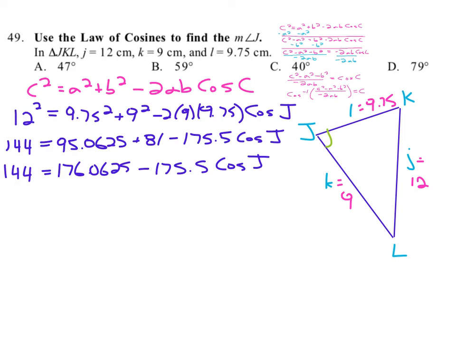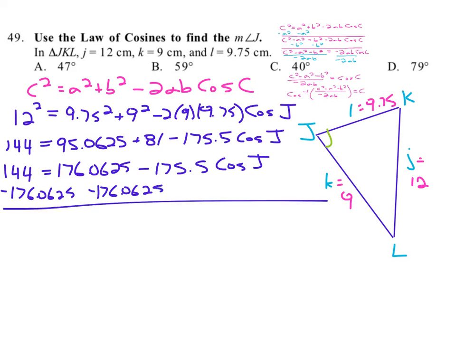And what are we allowed to subtract? We can subtract this 176.0625. We'll subtract it from this side first because I know it's going to stick off. Minus 176.0625, and minus 176.0625. What do we get? 144 minus 176.0625 equals negative 32.0625 equals, they cancel out on that side, leaving just negative 175.5 cosine J.